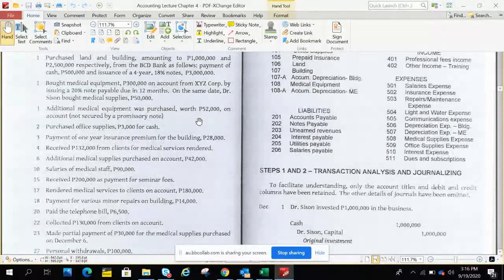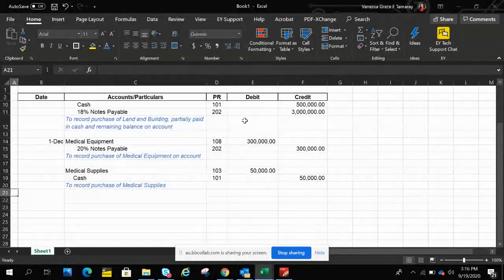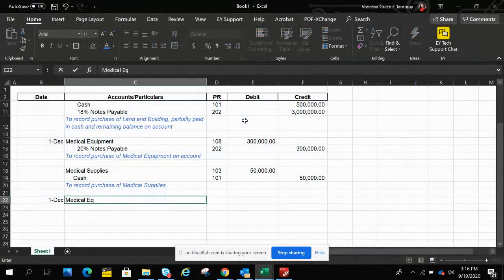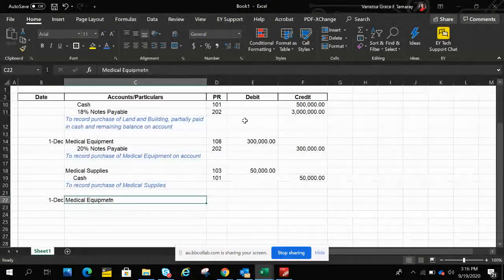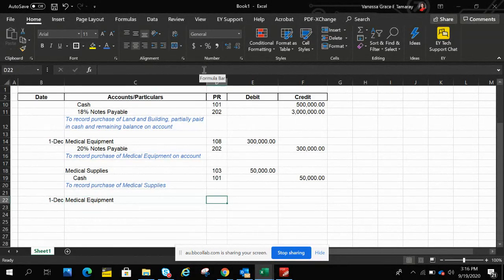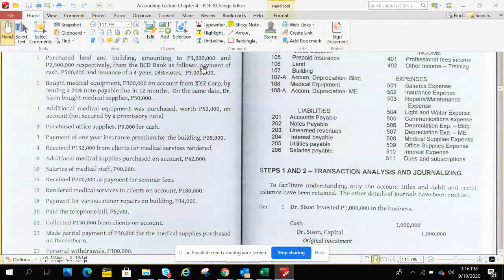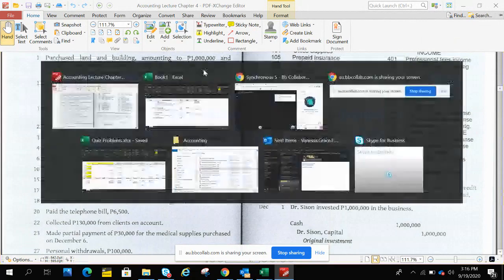Additional medical equipment was purchased worth 52,000 pesos on account. So, meron ulit tayong additional medical equipment. So, debit ulit, medical equipment kasi meron tayong increase in asset. And then, magkano daw? 52,000 pesos. On account, not secured by a promissory note.